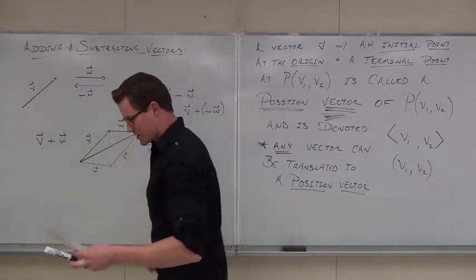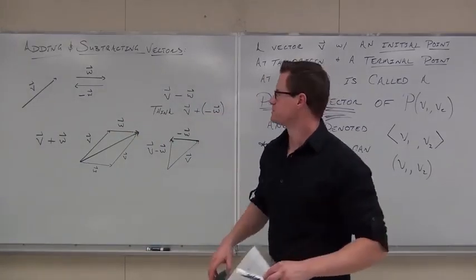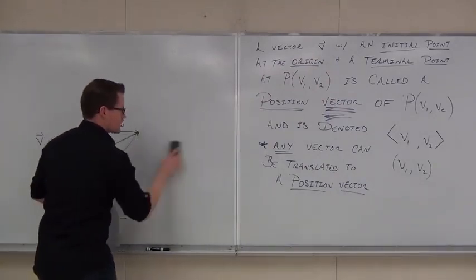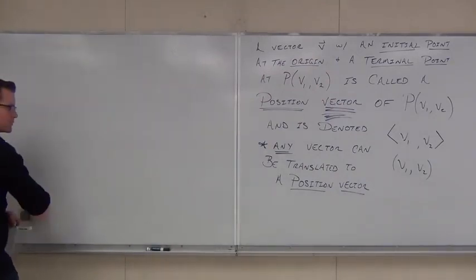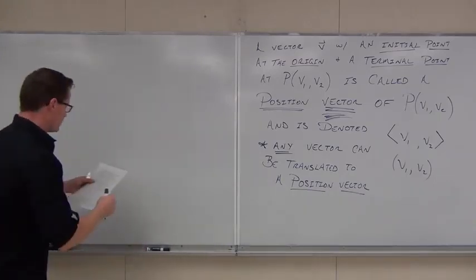Let me show you how. We'll spend some time doing this. We'll talk about how we say the two vectors are equal. We'll talk about how to find magnitude. It's seriously really easy. You just got to learn it. You just got to see it once, and you'll probably forget it. So any vector you can translate to a position vector. Okay, how in the world do we do that? Well, here we go.